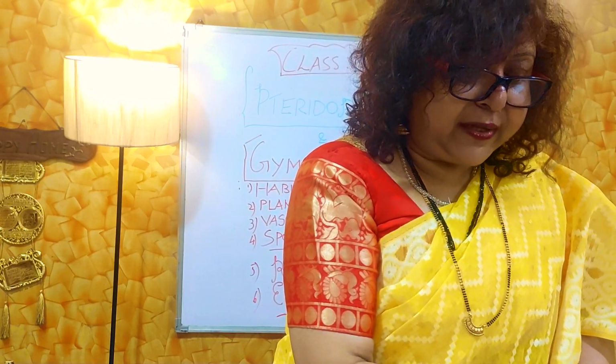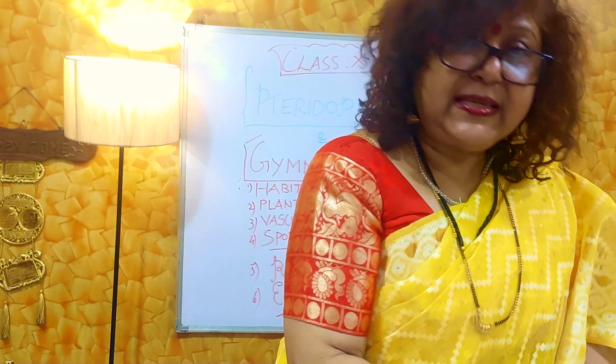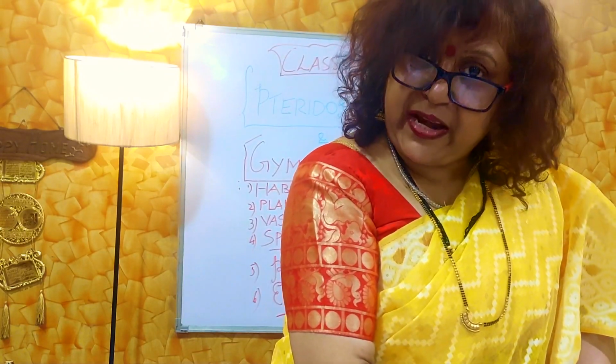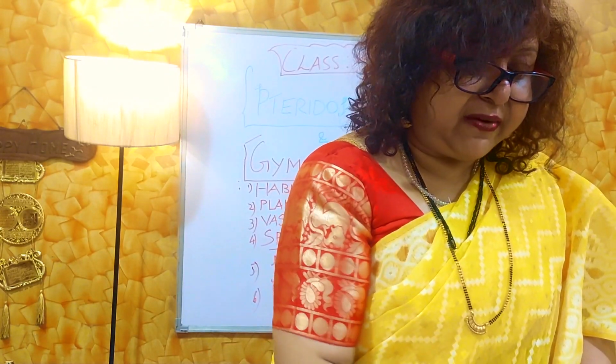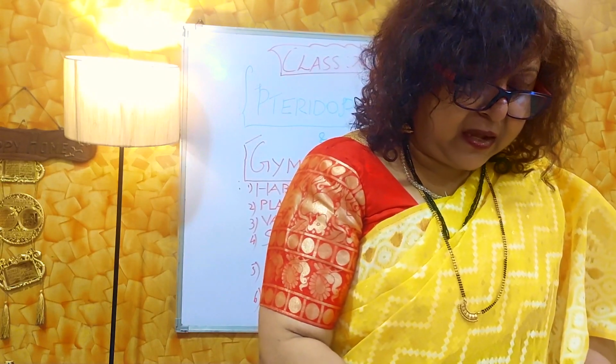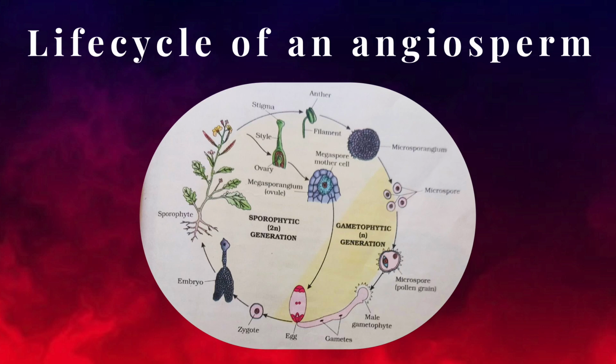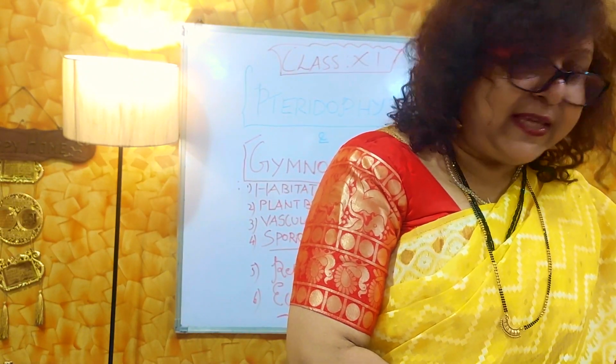The zygote develops into an embryo with 2 cotyledons, and the synergids and the antipodal cells degenerate. These are the post-fertilization changes. And so the life cycle of an angiosperm is shown here, the sporophyte and the gametophyte. So this part I told you, and hopefully you will see this.